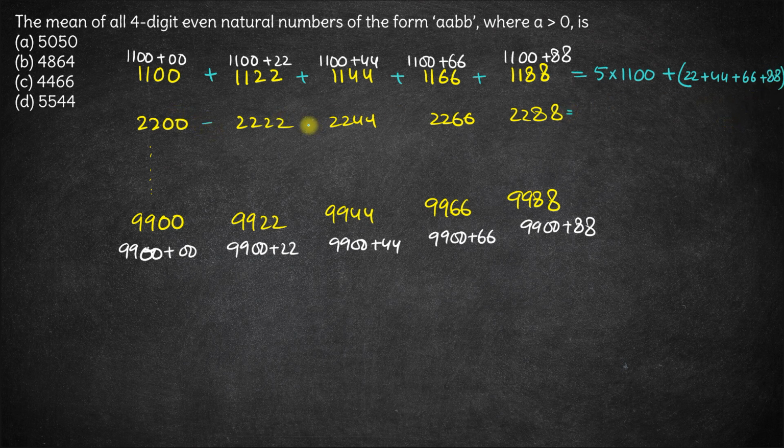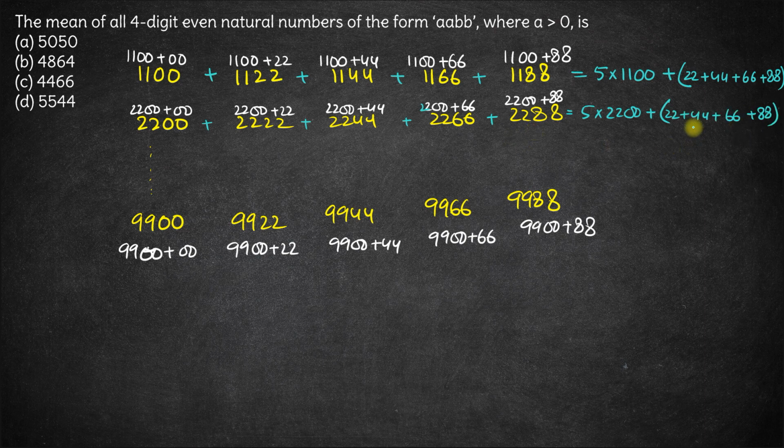Similarly, the numbers in the second row can be broken up as 2200 plus 00. This is 2200 plus 22, 2200 plus 44, this is 2200 plus 66 and this is 2200 plus 88. So if you add all the numbers here, 2200 will get added 5 times. So this will be 5 times 2200 plus 00 plus 22 plus 44 plus 66 plus 88. So 22 plus 44 plus 66 plus 88. This is what you're going to have.